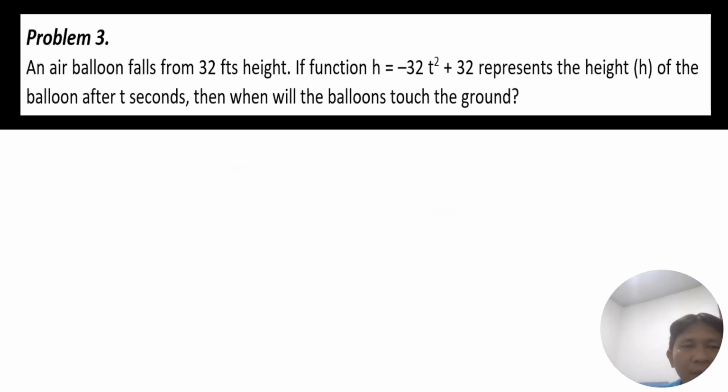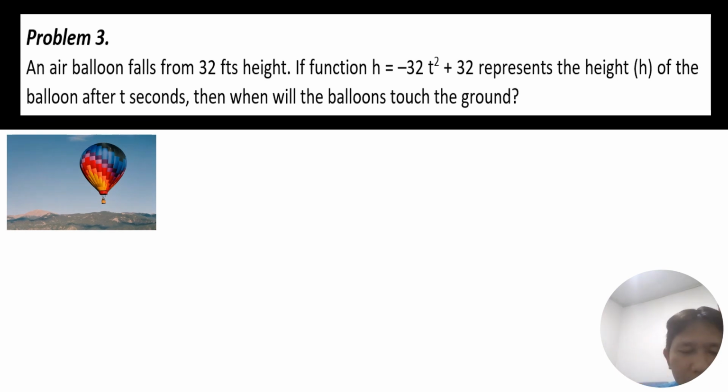Now let us see problem number 3. An air balloon falls from 32 feet height. If the function of the height equals negative 32 t squared plus 32 represents the height of the balloon after t seconds, then when will the balloon touch the ground? Okay, this is the air balloon, and we're going to write down the function formula of the height equals negative 32 t squared plus 32.